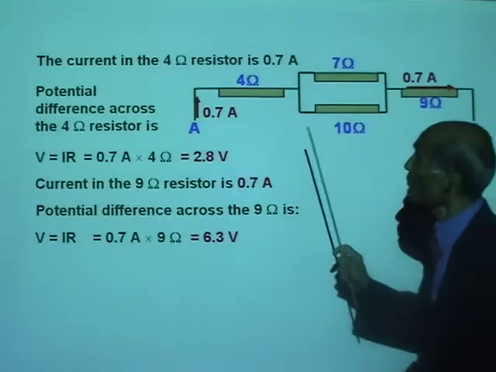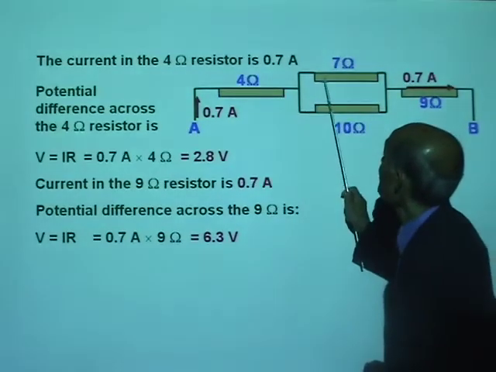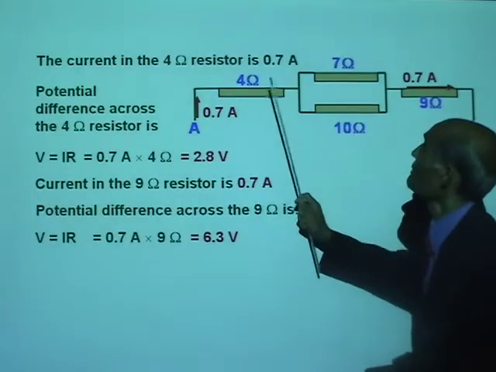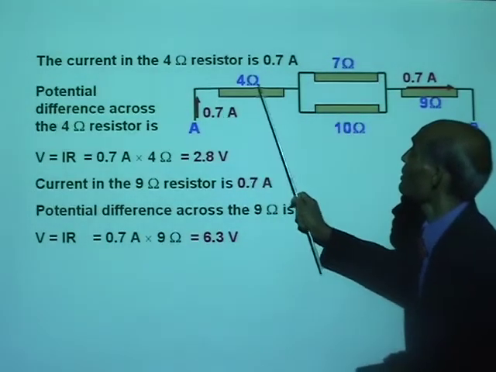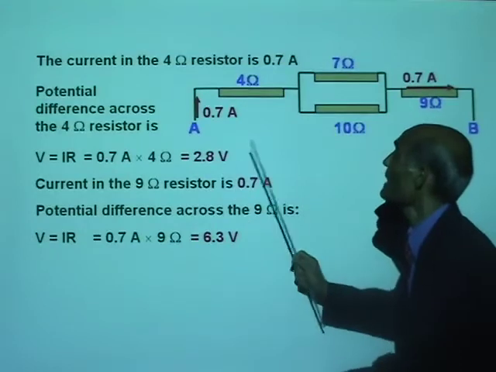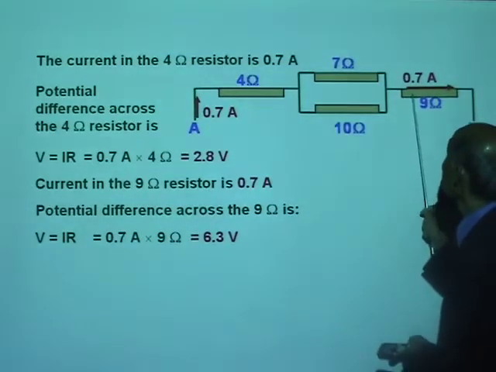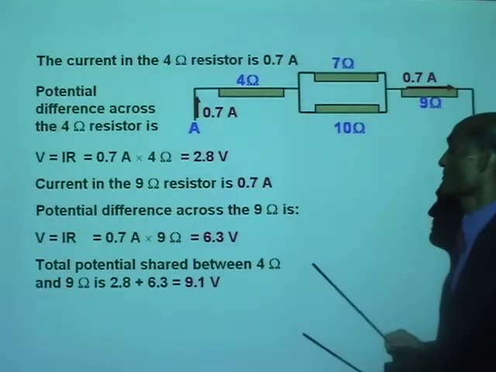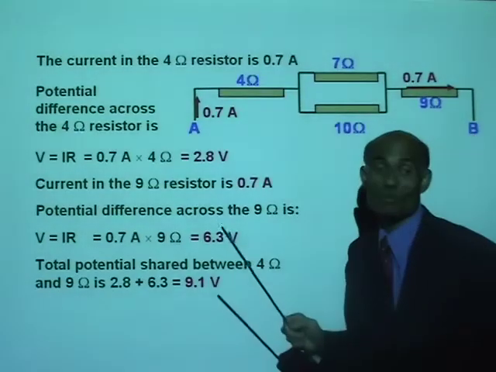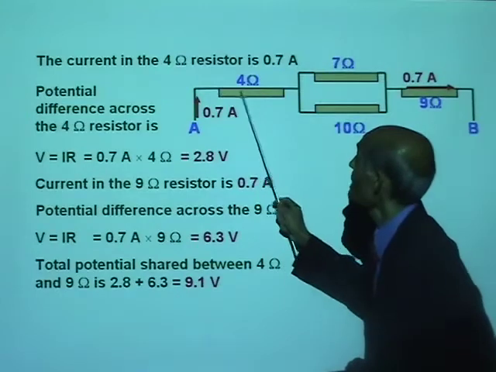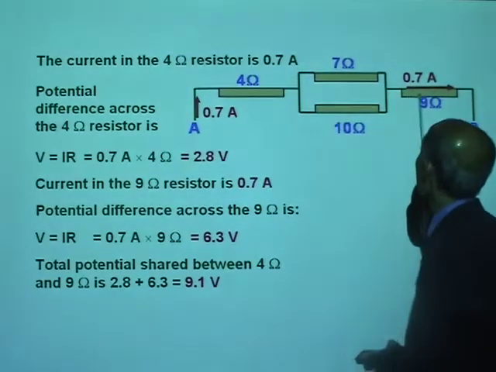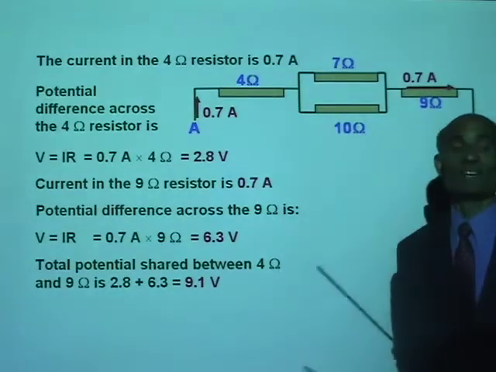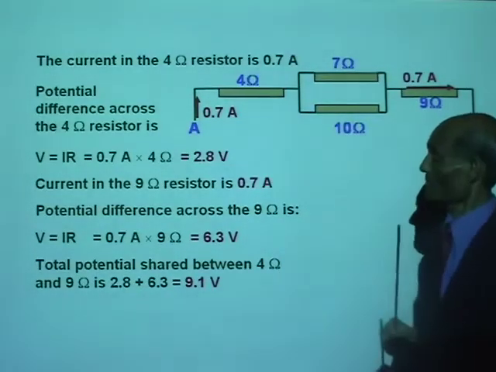Now, can you find these two in order to obtain the potential difference across these two resistors? We have obtained the potential difference across the 4 ohm as 2.8 volt. We found the potential difference across the 9 ohm. It is 6.3 volt. Now, what is the total potential difference between this 4 ohm and the 9 ohm? It is 2.8 plus 6.3, that is 9.1 volt.